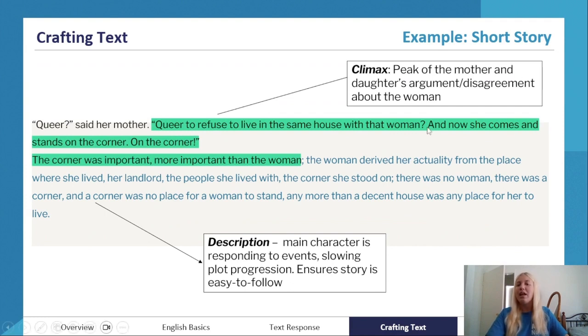Now, there's a bit of a climax, the peak of their disagreement. Queer to refuse to live in the same house with that woman, and now she comes and stands on the corner. On the corner, the corner was important, more important than the woman.